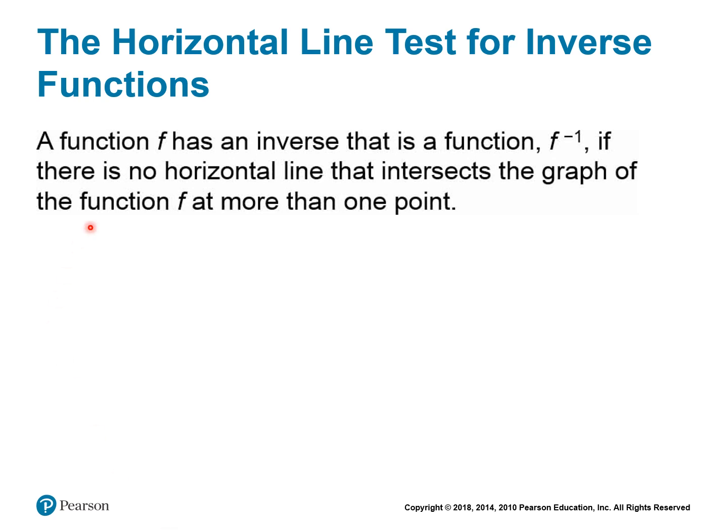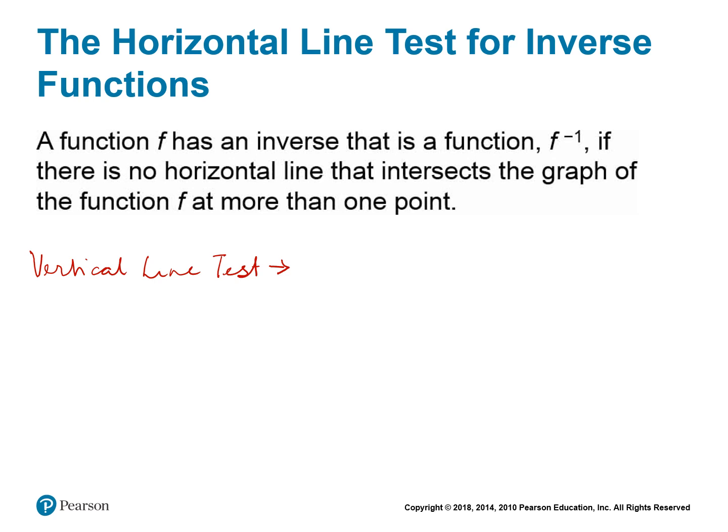Here we'll talk about a special test to determine whether a function will have an inverse function or not. And that test is called the horizontal line test. Now, previously, if you recall, in the beginning of this chapter, we talked about something called a vertical line test, and that test was used to determine if the graph was that of a function or not.